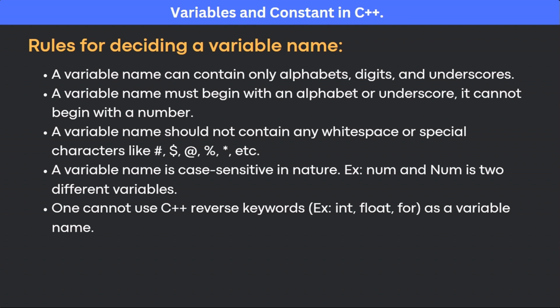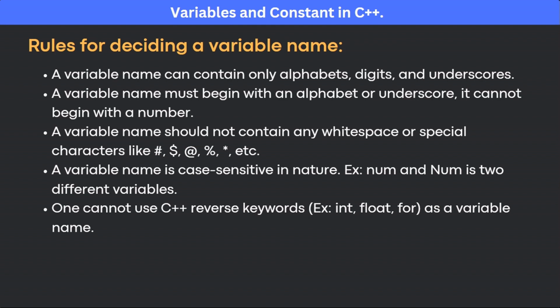So let's say you are taking a variable name, it should start with either an alphabet or an underscore. You cannot start a variable name like 1count. The third rule is that a variable name should not contain any white space or special characters like hash, dollar symbol, at the rate. These are some special characters. You cannot use these special characters while naming a variable.